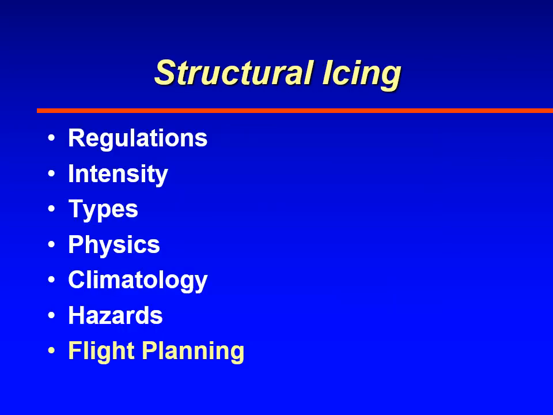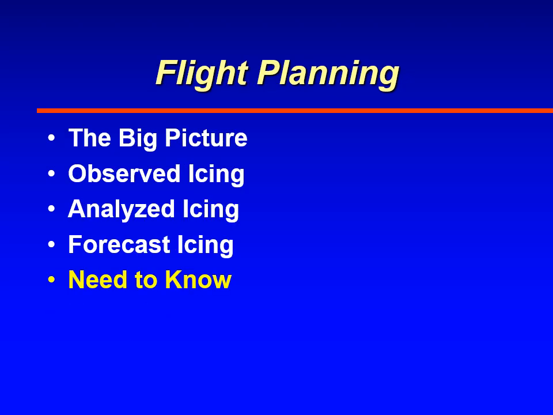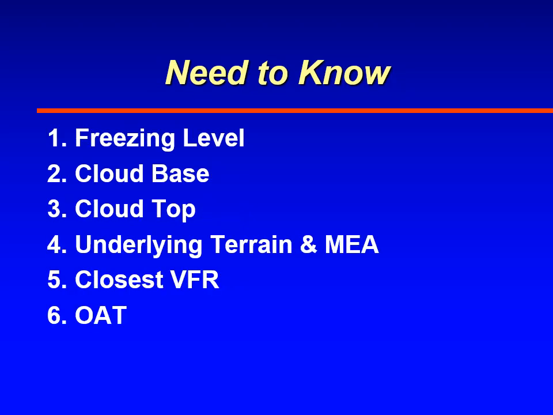We are going to talk about flight planning for icing. Specifically, in this video, we're going to talk about the types of weather information that you need to know before you depart into icing conditions. Here is the list of things that you need to know, starting with freezing level, working our way through cloud base and cloud top. Also, you need to look at the underlying terrain or the minimum en route altitude, closest VFR, and then finally the outside air temperature.